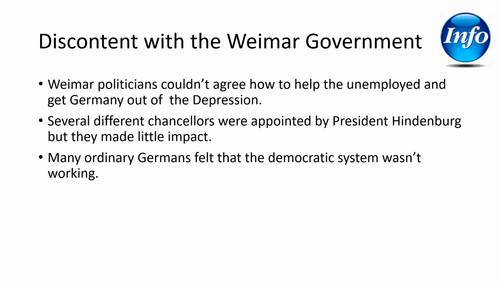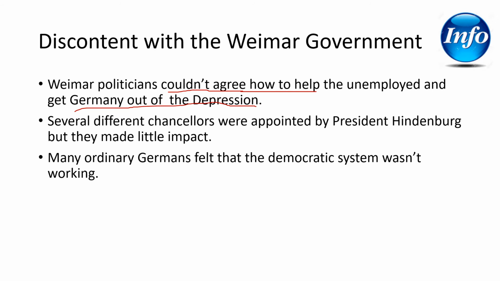Discontent with the government, so we can see that Weimar politicians couldn't agree how to help the unemployed and get Germany out of the Depression. So they couldn't agree how to help, and they couldn't get out of the Depression. Those are your key points. Still, different chancellors were appointed by President Hindenburg. So Hindenburg is the head of state.